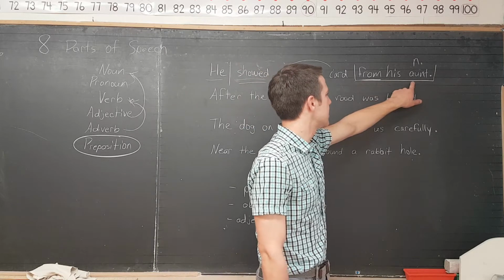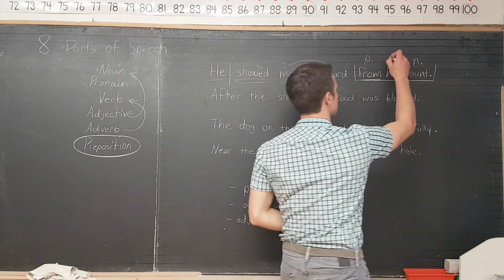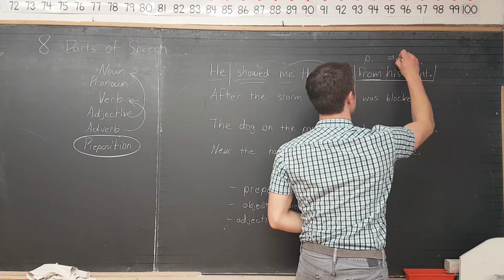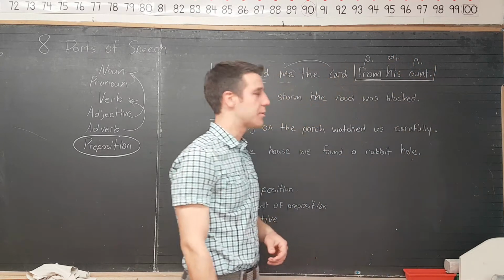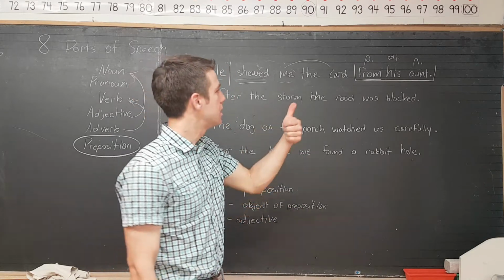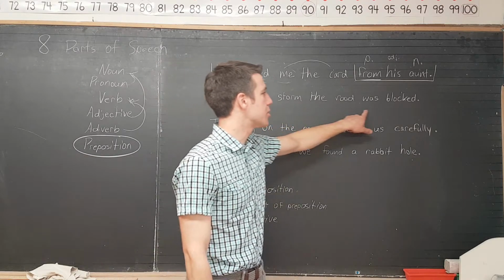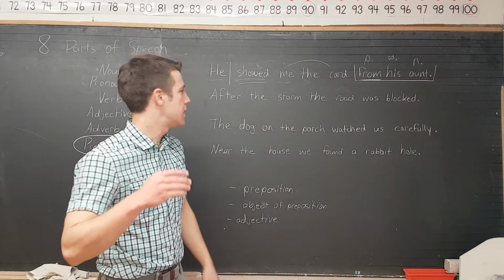From his aunt. So we have the preposition, adjective, and the noun, right? From his aunt. Notice once you find it, it just sticks out like a sore thumb. From his aunt, right there. See that? Okay, let's go to the next one. After the storm, the road was blocked. So find the preposition. After, right?